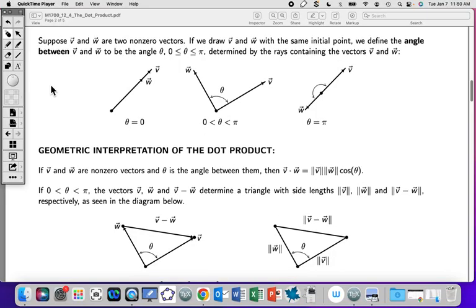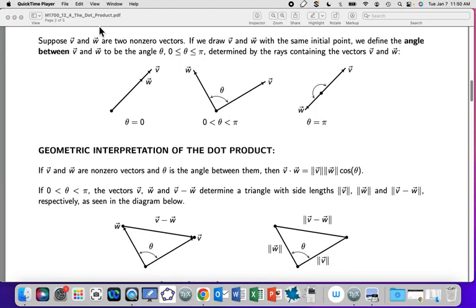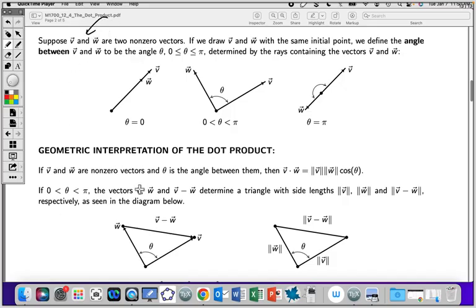All right, so to get there, we need to first define something called the angle between two vectors. So if v and w are two non-zero vectors, we can draw v and w with the same initial point. And so we've basically got three cases. Either v and w have the same direction, or they don't, or they have complete opposite directions. And so we're going to define the angle between vectors to always live between 0 and pi, or I guess 0 and 180 degrees.